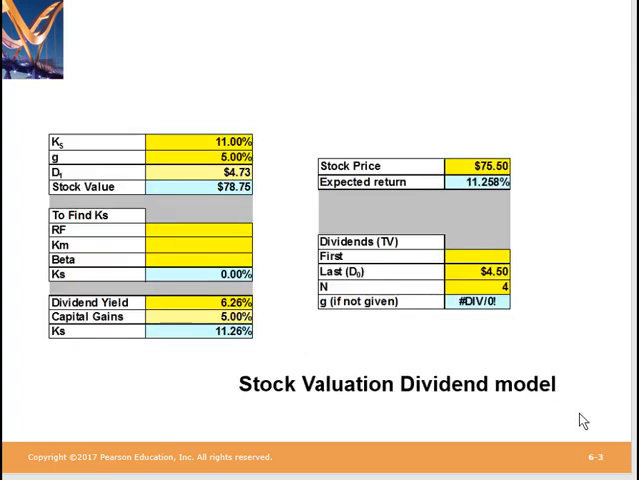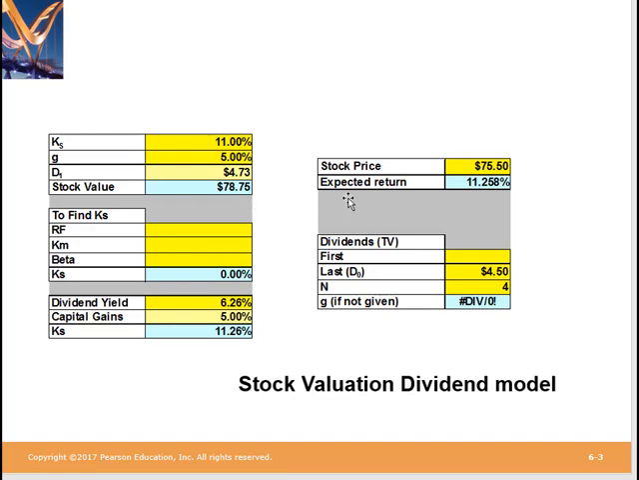So if we open the stock valuation dividend model, we need to find out where to put the data. The required return that you're told is 11%. We're also told that dividends are going to grow by 5% for the foreseeable future. The stock price you're given is $75.50, and you're told that the current dividend was $4.50.